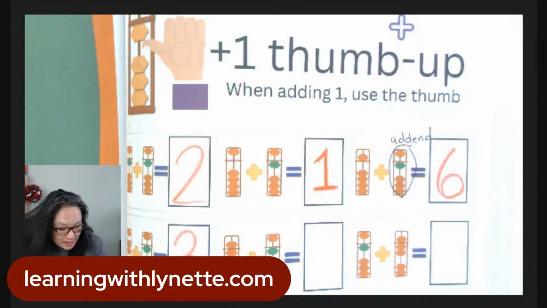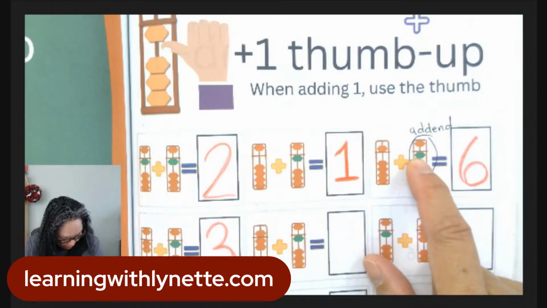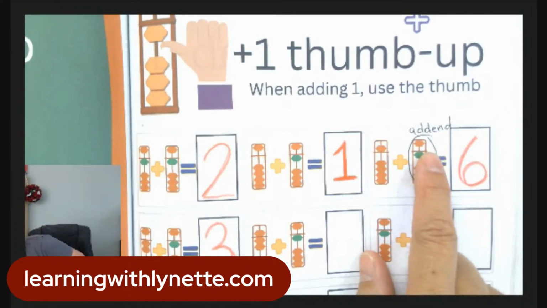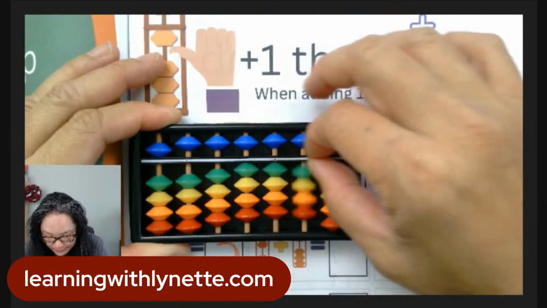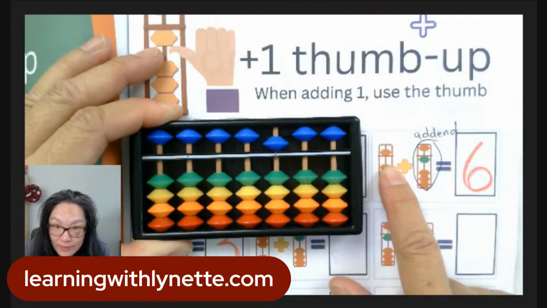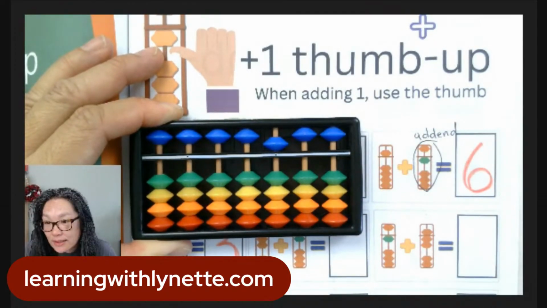So the question is, what are we adding? And my question is 5. If I have 5 on the abacus, my number is 1. Can I add 1? Can we do it?